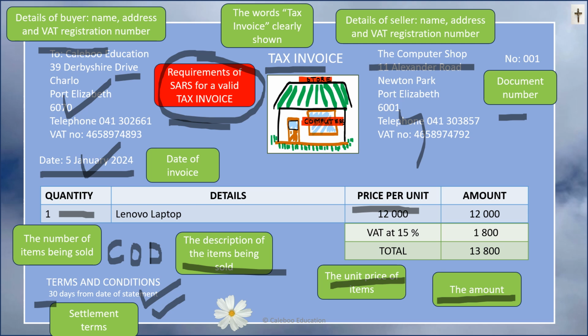So there we go. This document is the document that records transactions that are going to appear in which journal are we doing? The Creditors Journal. Okay, so let's move on.